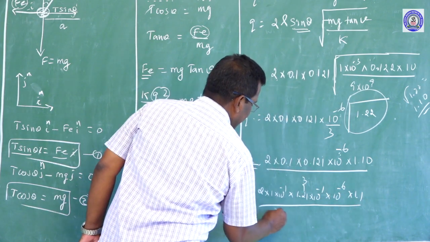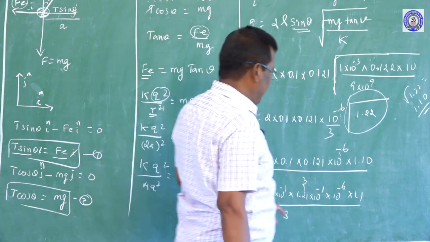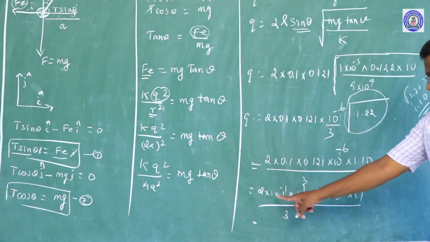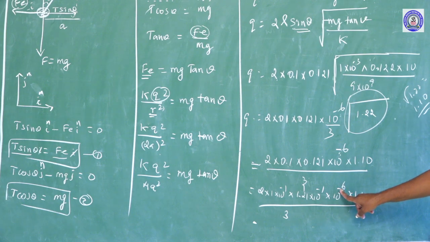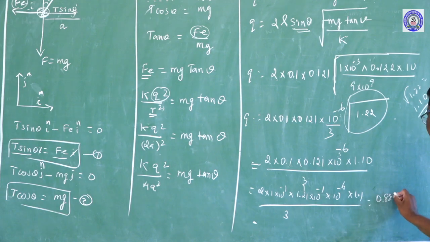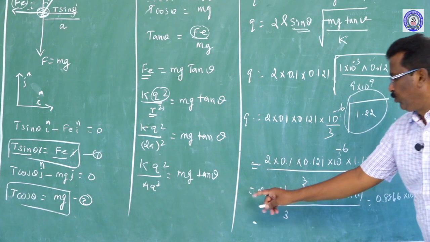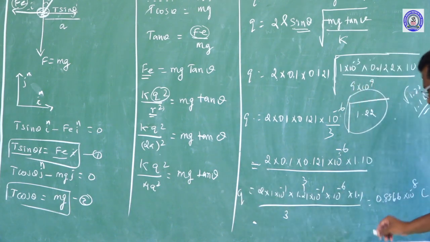1.1 divided by 3. If we simplify, 10 power minus 1, 10 power minus 1, 10 power minus 2, 10 power minus 6, 10 power minus 8. So it is 1.1 divided by 3, we can get 0.8866 in 10 power minus 8 coulomb. Unit of charge coulomb, or 8.866 in 10 power minus 9 coulomb. 10 power minus 9 is nothing but nano coulomb.